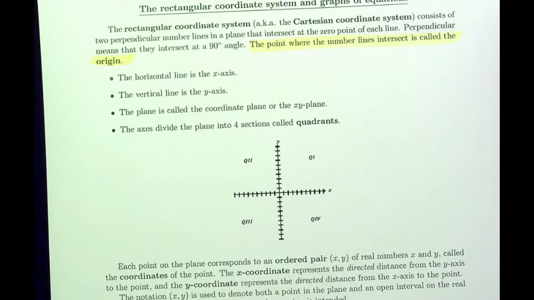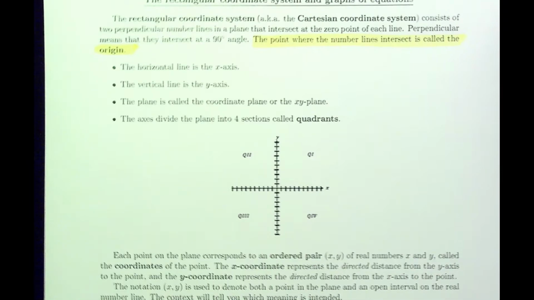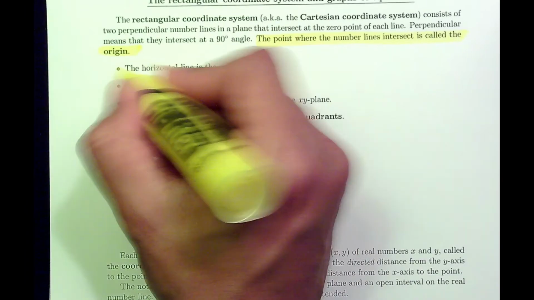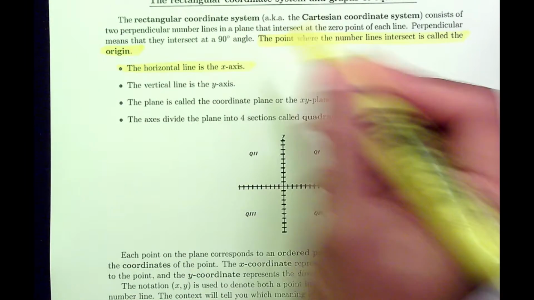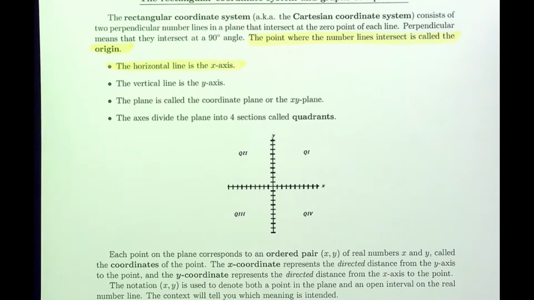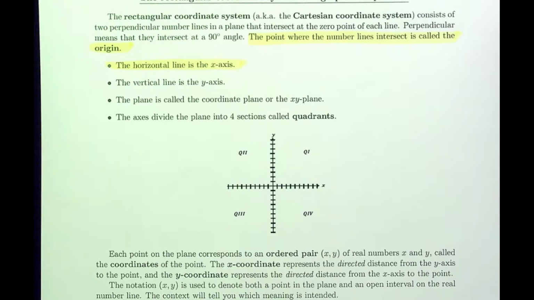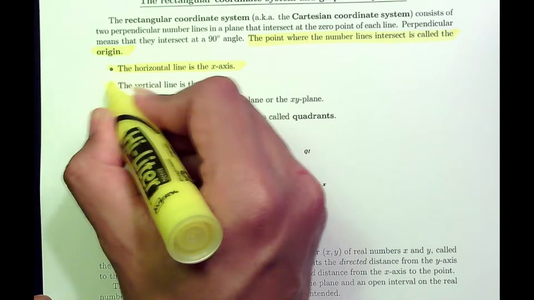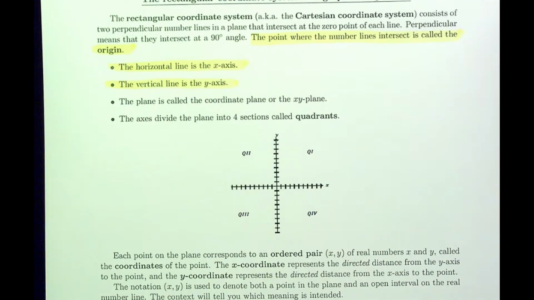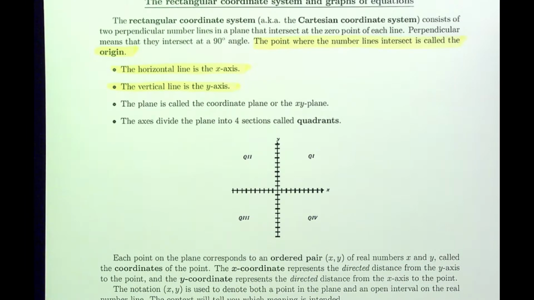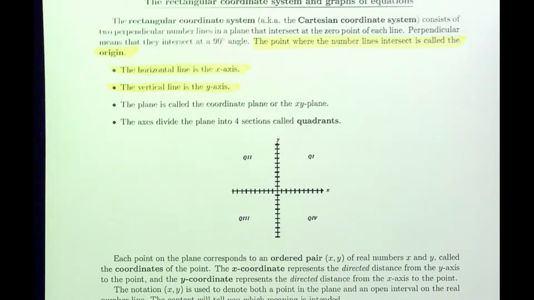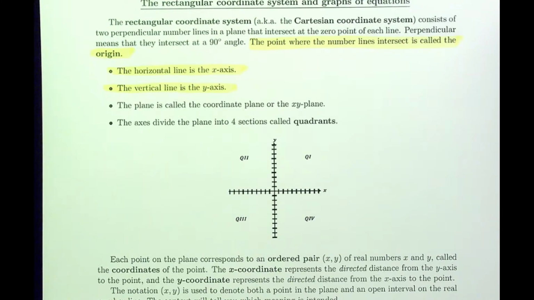The horizontal axis, we always call it the x-axis. Well, almost always, not 100% of the time, but most of the time. The vertical line is the y-axis, and the plane itself is called either the coordinate plane or the xy plane if we're using the variables x and y, or the Cartesian coordinate system, Cartesian coordinate plane, etc. So it goes by multiple names.